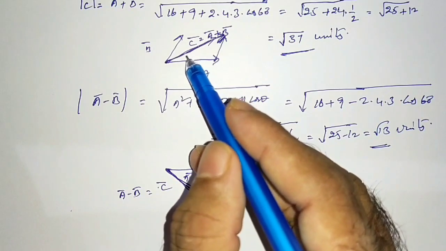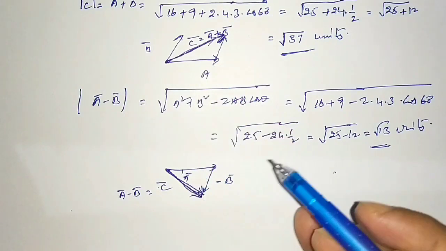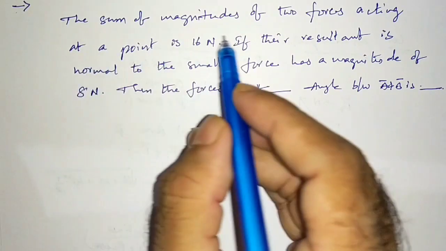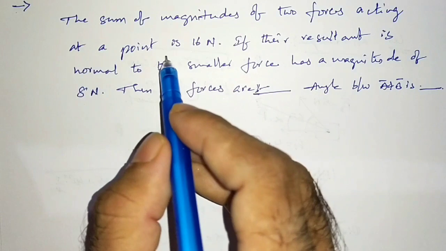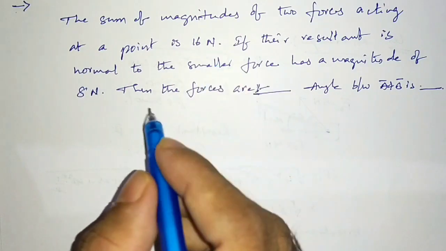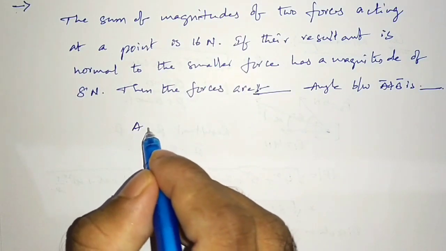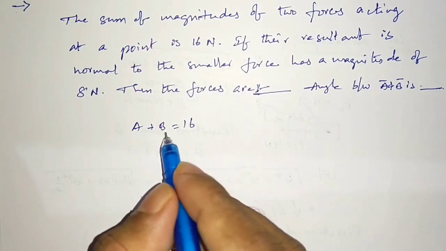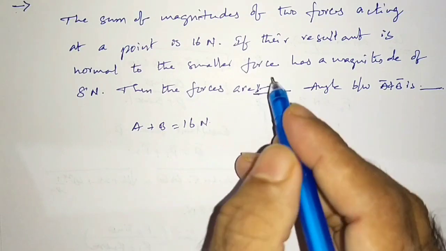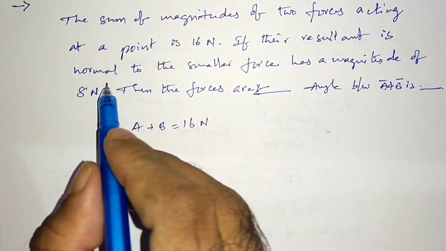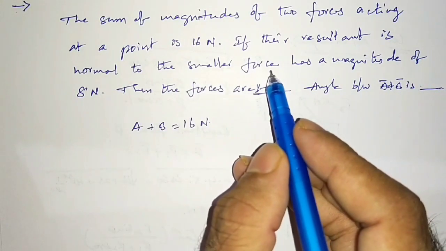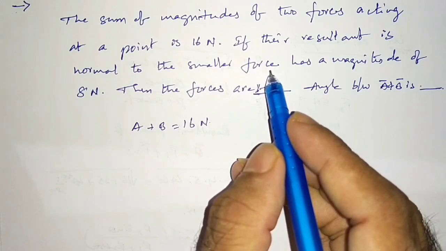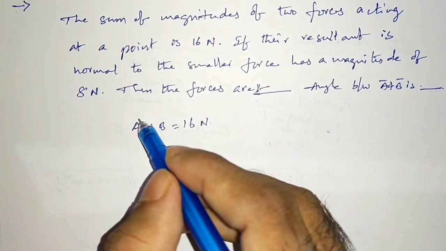Now, so we know the formula. So here direction, there direction also you can calculate, right? So see the question. The sum of magnitudes of two forces acting at a point is 16 Newton. So magnitudes sum, that means a plus b is 16. Here a and b are the magnitudes of the vectors, it is 16. If the resultant, let us take r, is normal to the smaller force, let us take here a is a smaller force.